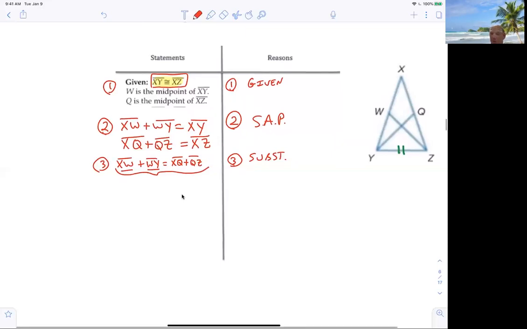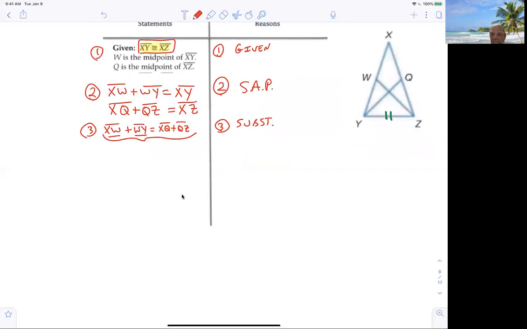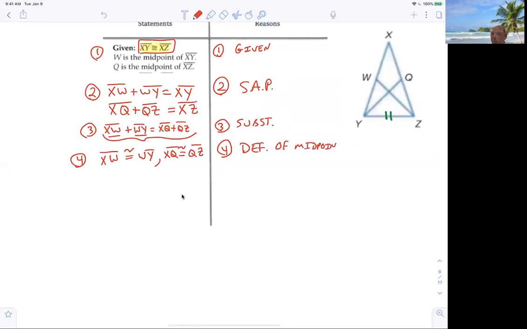All right, so now what I want to do is come down and say XW is congruent to WY, and then I'm just going to put a comma and say XQ is congruent to QZ. And Brady, tell me again. Definition of midpoint. All right.